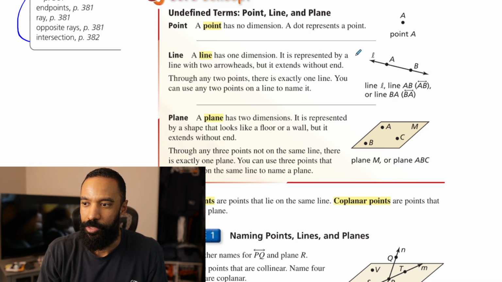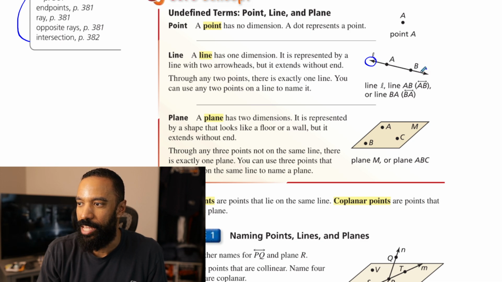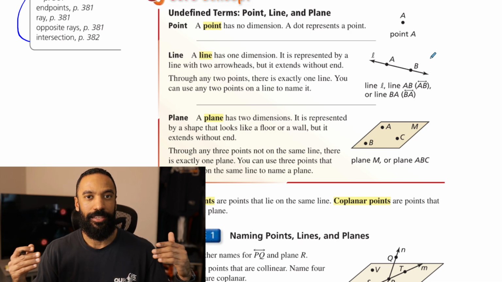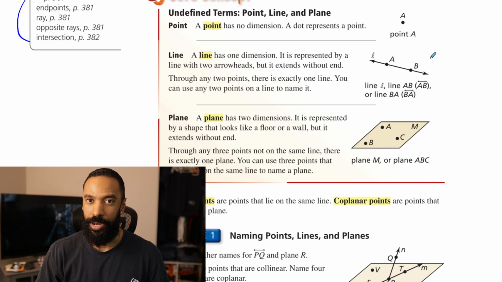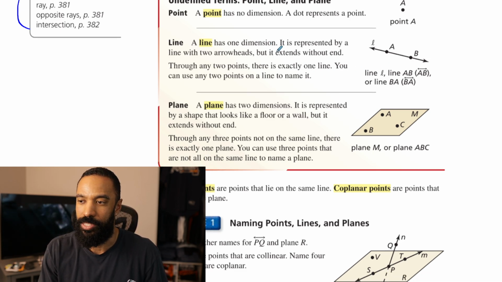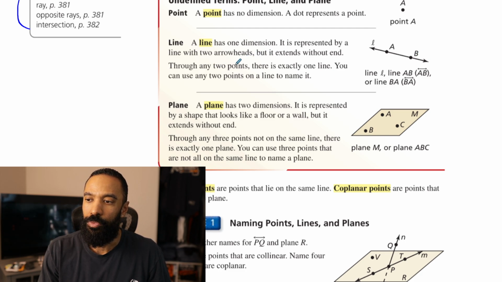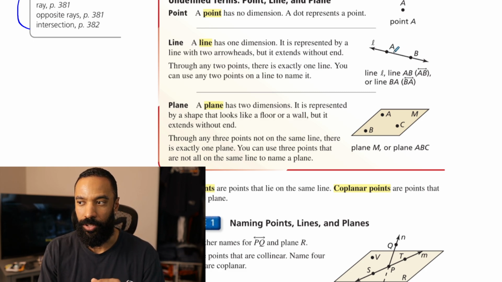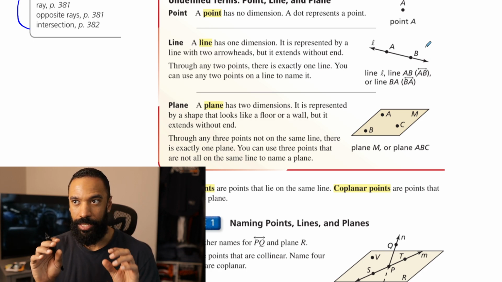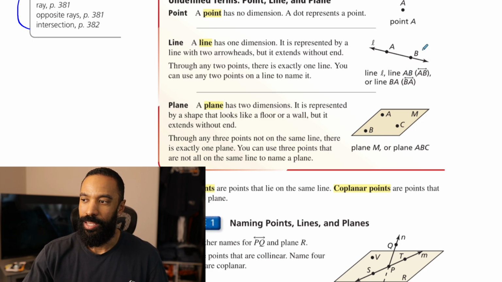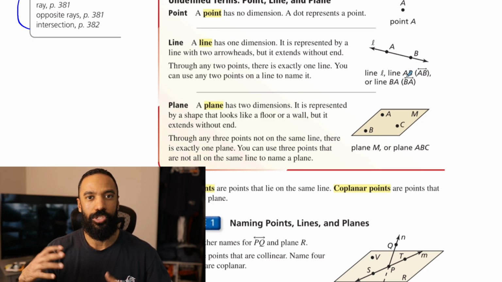It is represented by a line with two arrowheads, but it extends without end. So lines by definition, guys, they are infinite in length. They are not finite. There are other names for the ones that are finite or that have endpoints on either end. So these extend without end, that's what the arrows are indicating. Through any 2 points, there is exactly one line. You can use any 2 points on a line to name it. And you will only use 2 points on a line to name it. Not any 2 specific points, but you won't use more than 2 in a single name. So this line can be called a few things here. And this is where, this is your first time learning it.